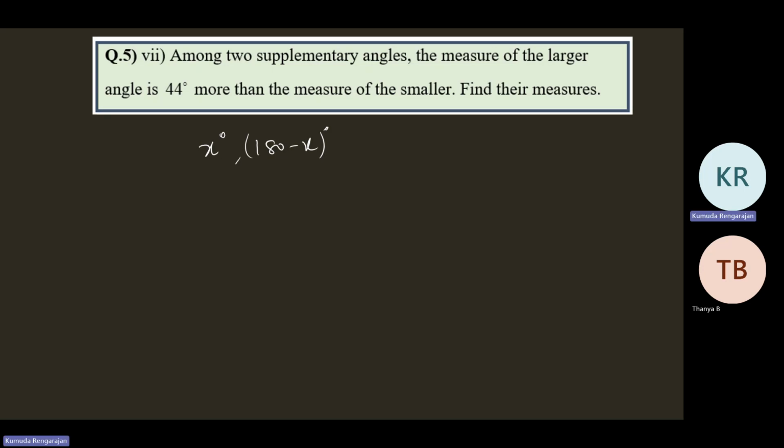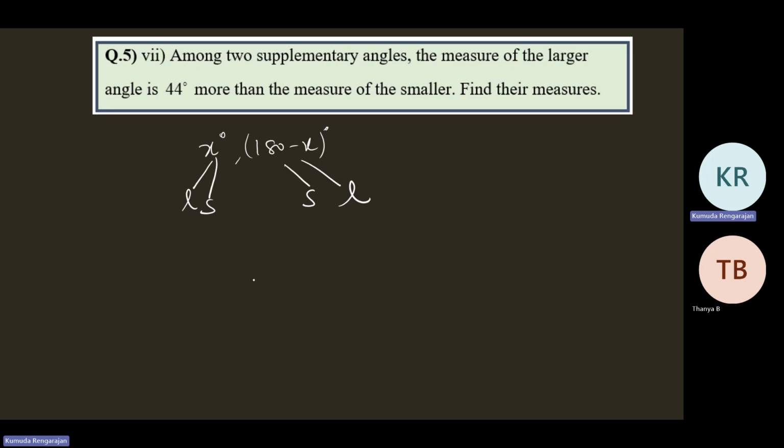Now what's given? The measure of the larger angle. When there are two angles, if the two angles are not equal, then one will be greater than the other, or one will be smaller than the other because they are not equal. Okay, the larger angle is. So you can take anything to be the larger angle. If you call this the larger angle, then this is the smaller angle. If you call this one the larger angle, then this is the smaller angle. Anyways, the larger angle is 44 degrees more than the smaller angle.